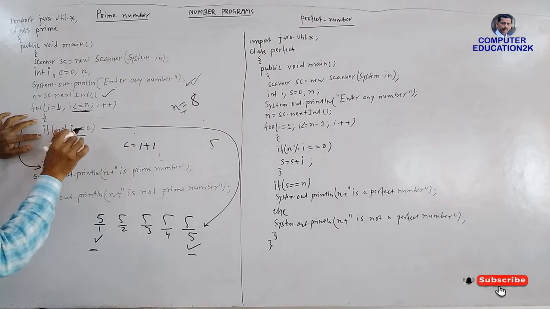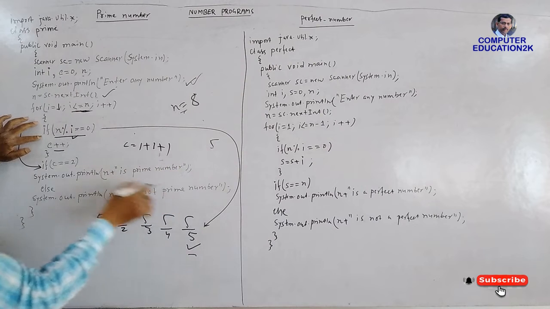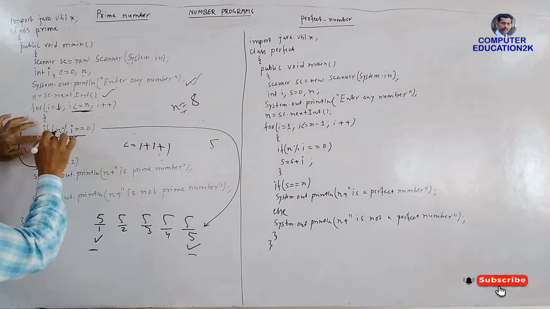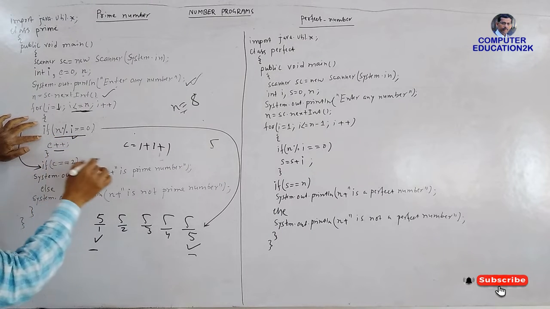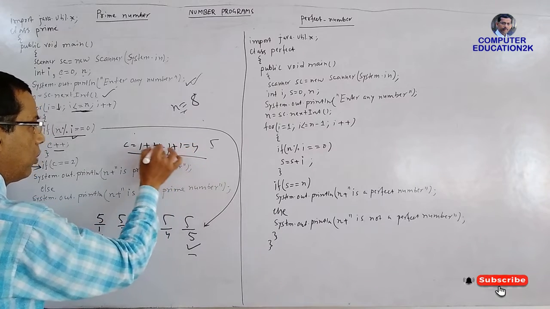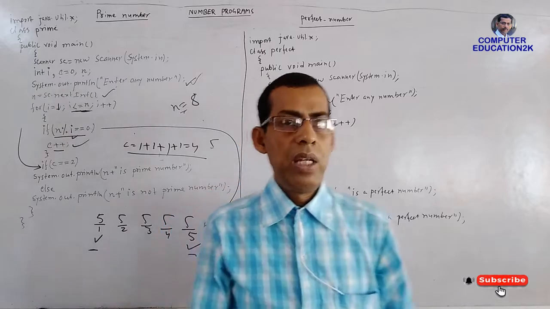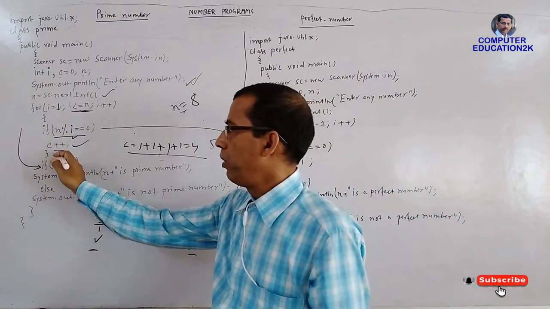Then 8 by 3 is not divisible. 8 by 4 is divisible? Yes, C will become 1 more. Then 8 by 5, 8 by 6, 8 by 7 are not divisible. 8 by 8 is divisible, so C will become 1 more. Then what is the value of C? 4: 1, 2, 3, 4. So if you enter 8, the value of C will become 4.